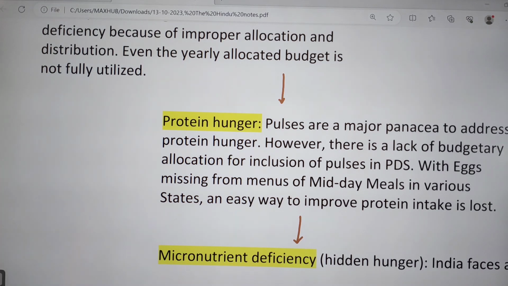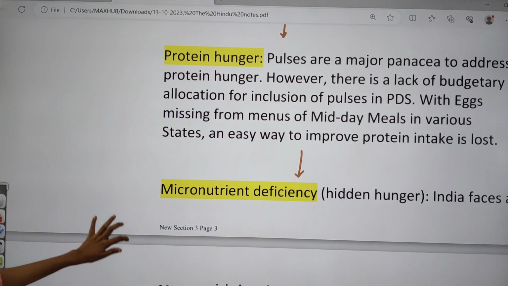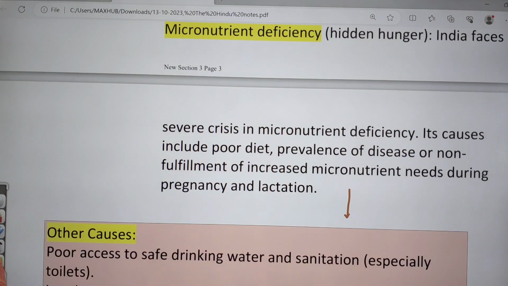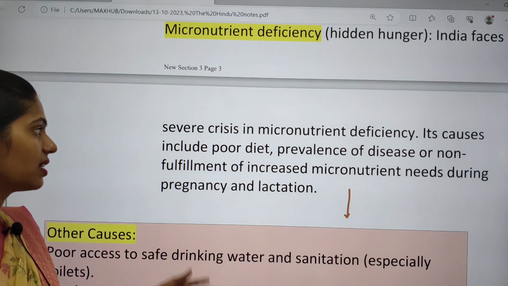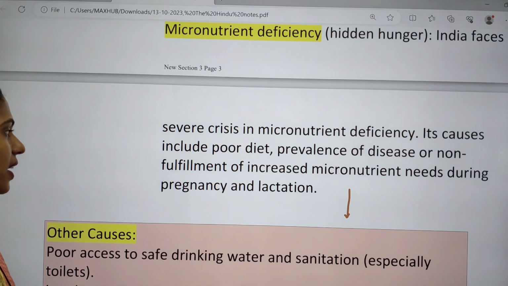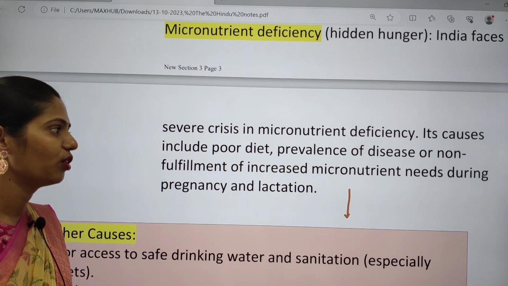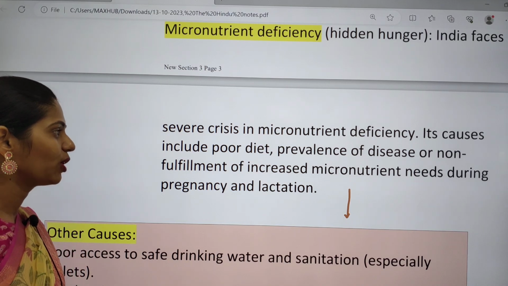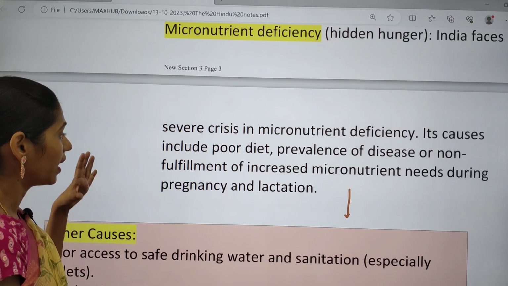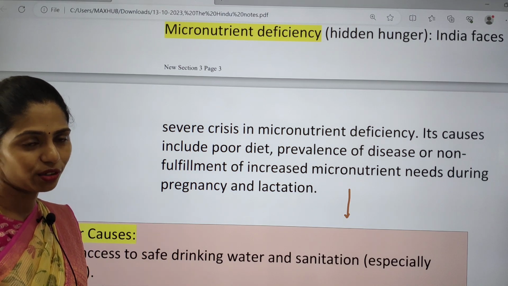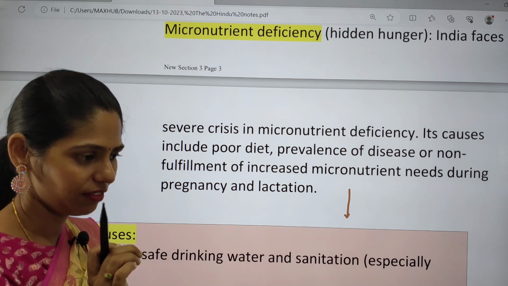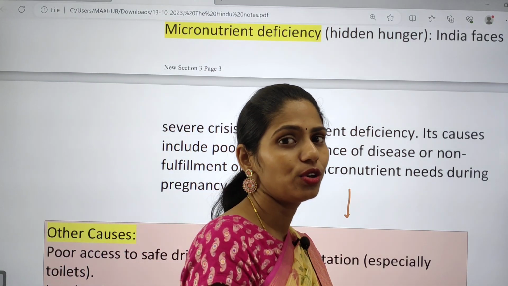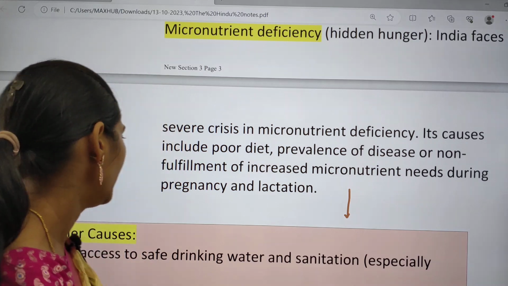Right? And next one here is micronutrient deficiency. This micronutrient deficiency is also called hidden hunger. Here we are seeing a severe crisis in micronutrients. Because of poor diet, we are not focusing on millets, and because of prevalence of disease or non-fulfillment of micronutrient needs, that will lead to micronutrient deficiency, also called hidden hunger.